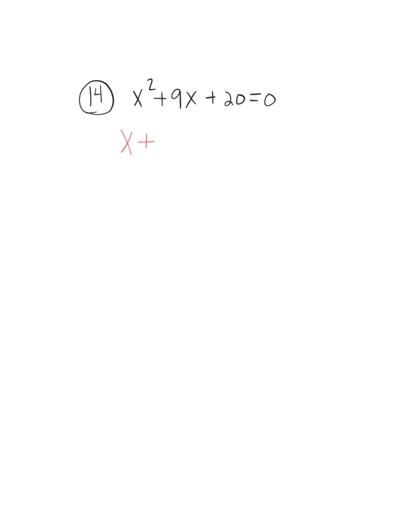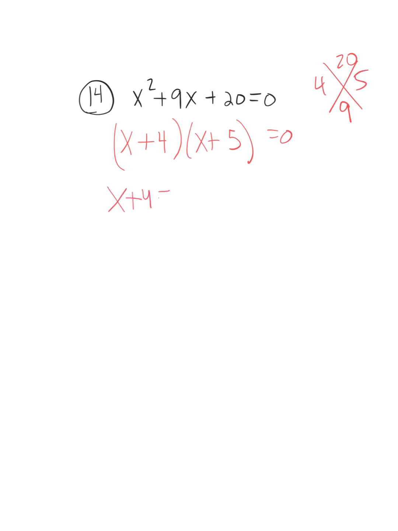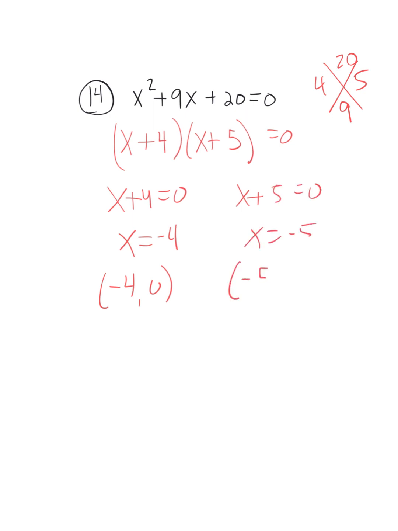Here we have one that is set up for factoring. It's already set equal to 0. We can very easily look at this and say, what two numbers multiply to 20 and add to 9? That's 4 and 5. Those are our factors. We're looking to solve and find our intercepts though. So this will be at negative 4, 0. And this will be at negative 5, 0.